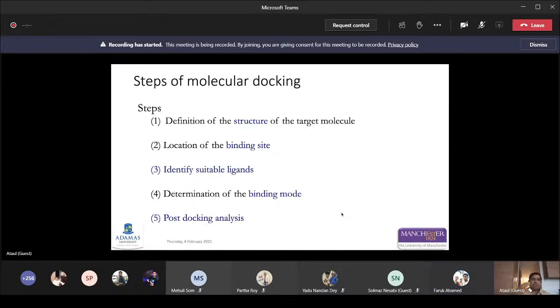So if I sum up this docking, what are the steps? First, we have to define the structure of the target molecule. We have to identify the binding site. We have to identify the ligands or small molecule to bind. And then through the docking engine, we have to find out the binding mode. And then once we have the docking, we go for the docking analysis.